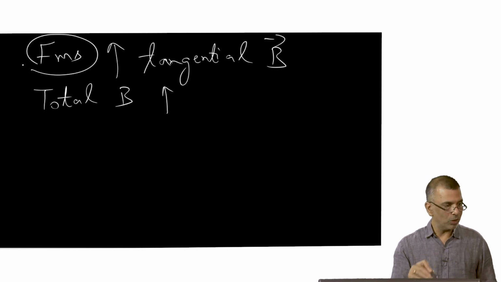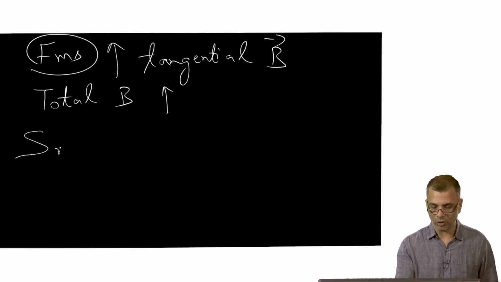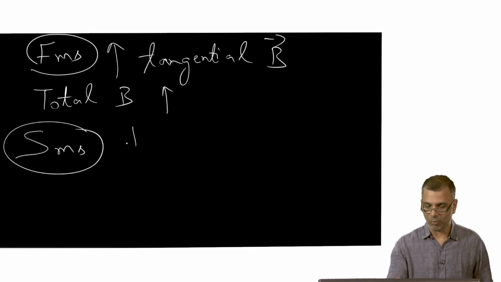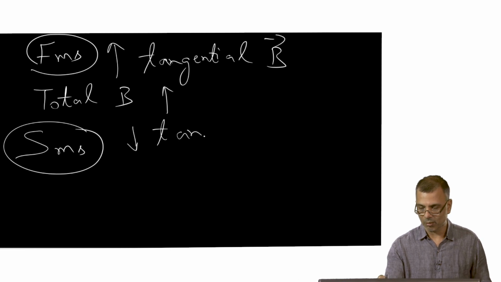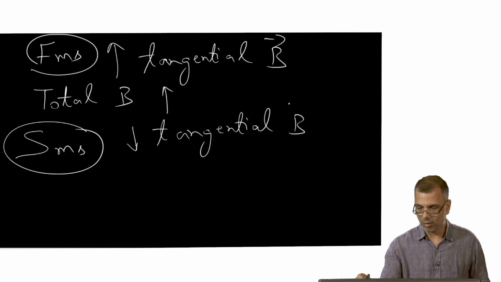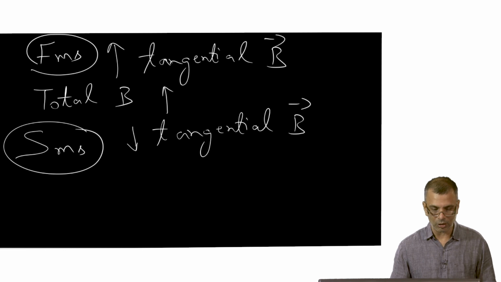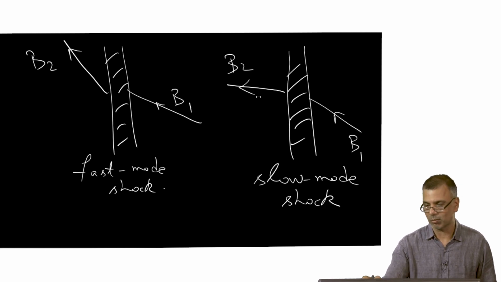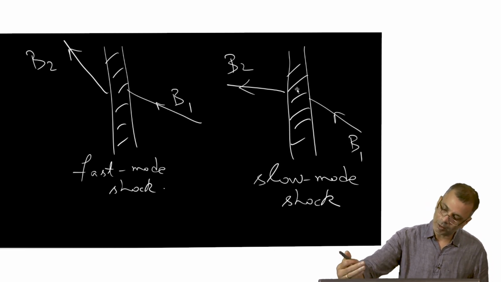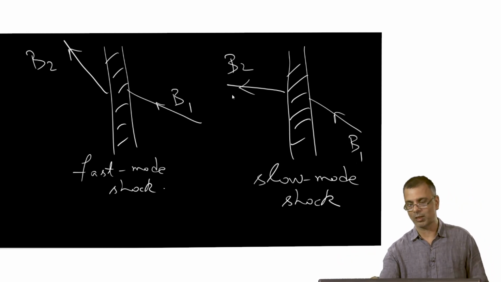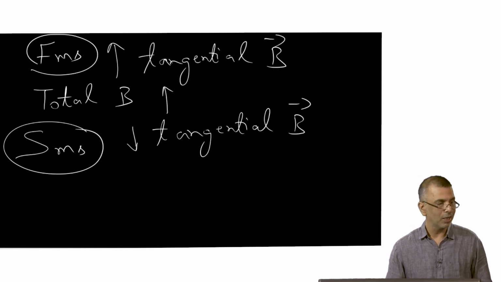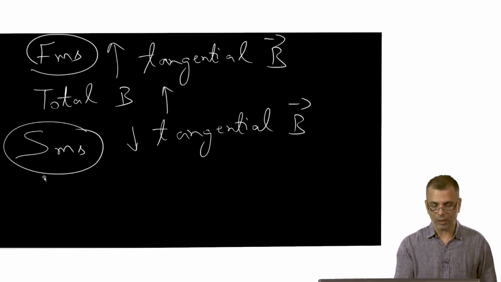For slow mode shocks, on the other hand, they decrease the tangential component of B. And the magnetic field is refracted towards the shock normal, so the shock normal will be either this way or that way. At any rate, that would be the shock normal. So the magnetic field is refracted towards the shock normal, as sketched here, and the total B, the total magnetic field, decreases.